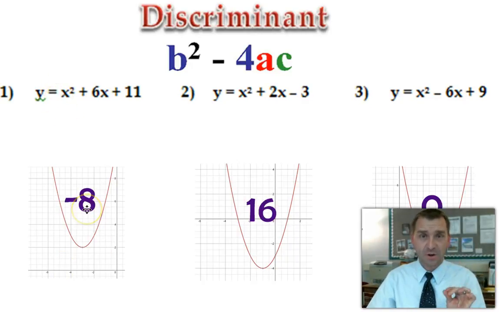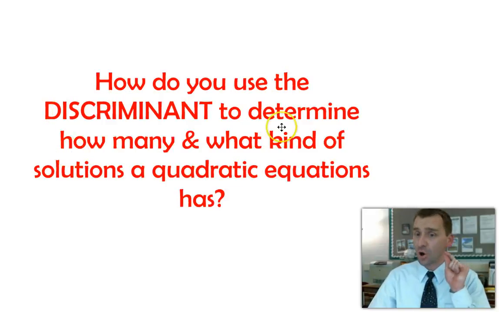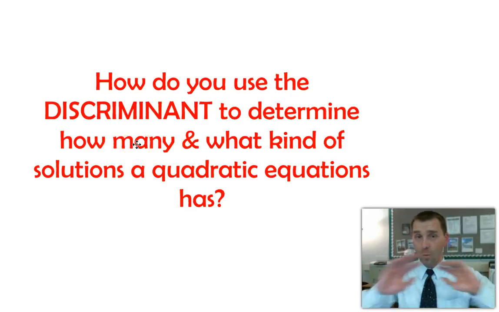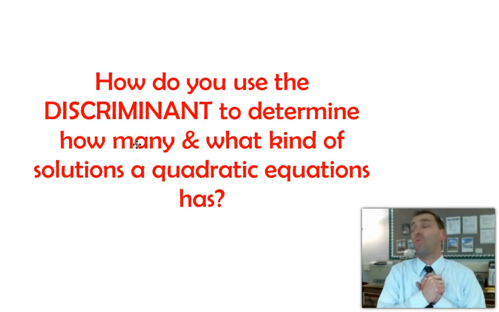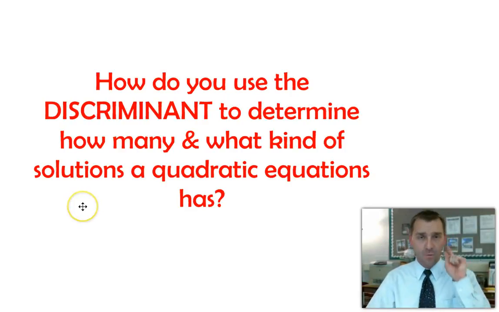This negative 8, the discriminant, has nothing to do with that. Remember from the very, very beginning, this is what the discriminant has to do with: only showing and determining how many and what kind of solutions. Not what the solutions are, not where the parabola goes up or down, where it's big, small, fat, where it doesn't matter. It's how many and what type.